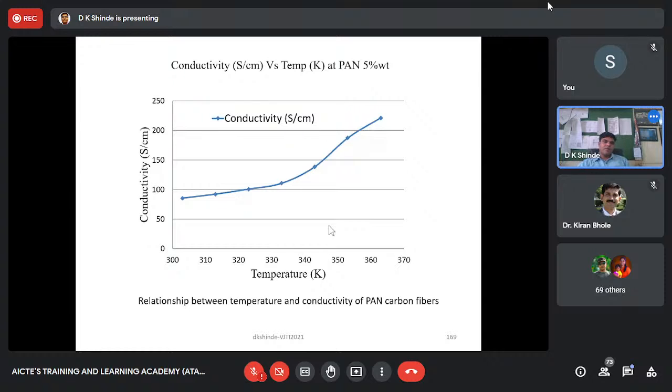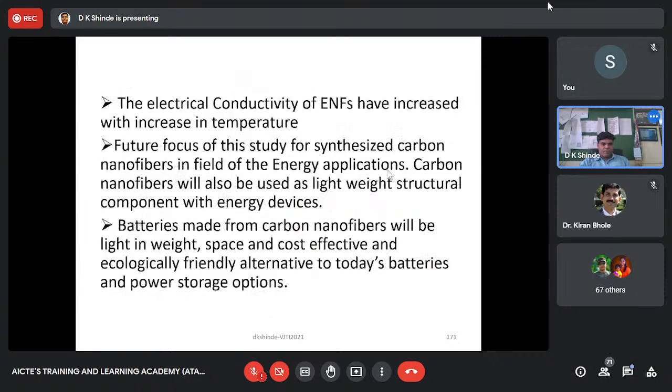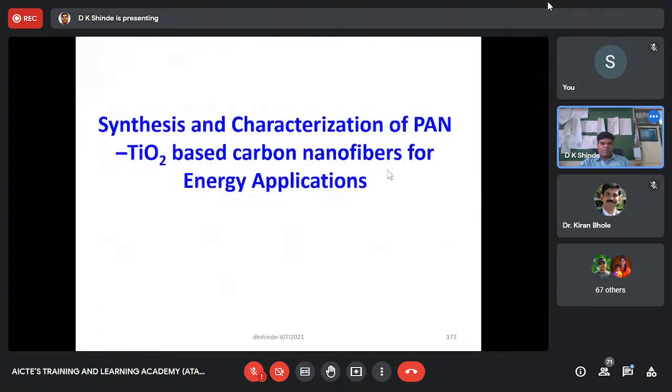Thermal conductivity with increasing temperature has been improved, as shown over here, and those fibers before and after carbonization are 365 nanometers and 280 nanometers. The optimum voltage is 12 and 13 kilovolts, and those fibers can now be used for functionalization, making functionalized material, and then these fibers can be used for 3D printing.